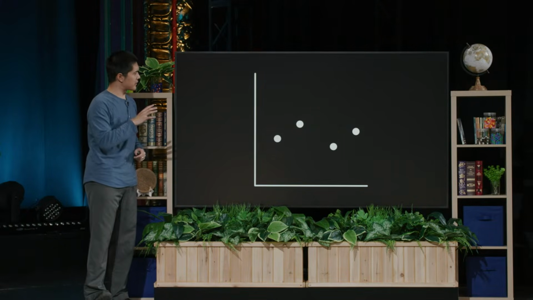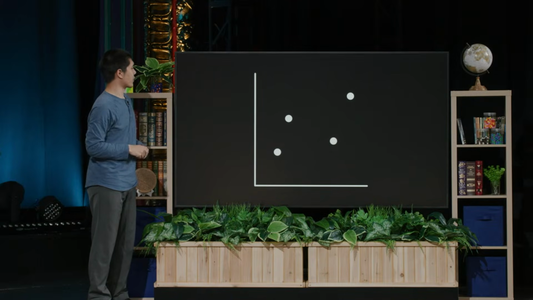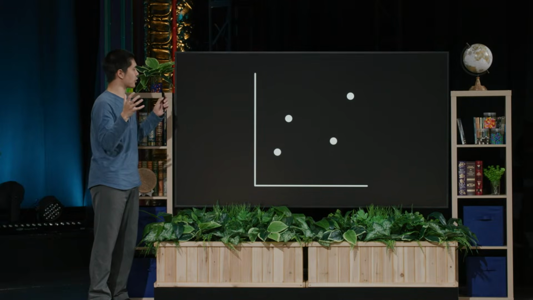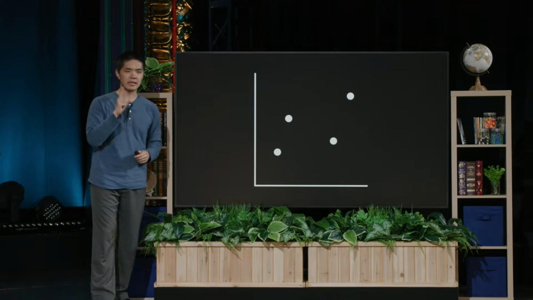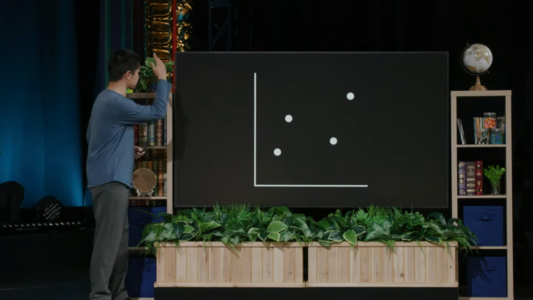Let me give you a slightly different data set. Here's 4 more points. And imagine how we might try to project this 2-dimensional data into 1 dimension. Again, we could try seeing what happens if we project onto the y-axis. It'll look a little something like this.